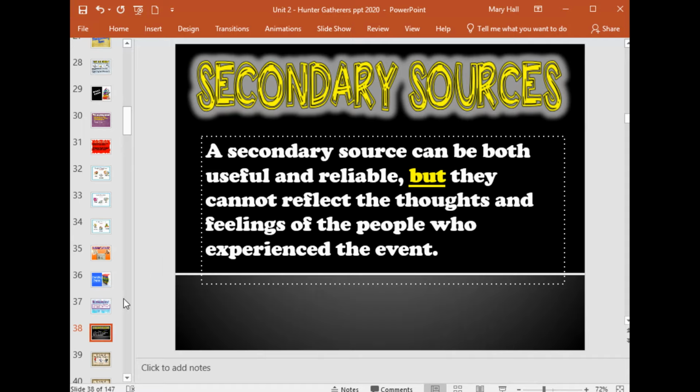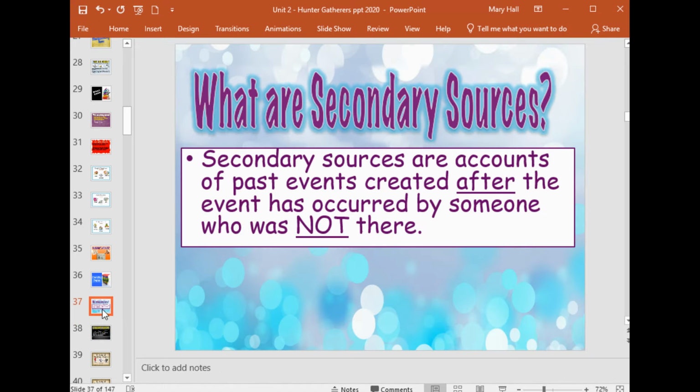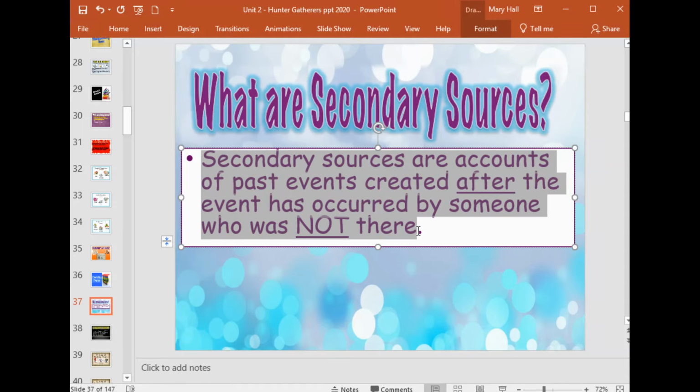A secondary source can be both useful and reliable, but they cannot reflect the thoughts and feelings of the people who experienced the event. A primary source is really good because it can explain how the people who lived through that event felt, while a secondary source cannot. Let me go back. Again, make sure that you wrote this down, guys. It's got a dot beside it. A bullet point means you should write it down. So it happened after the fact, and the person was not there.